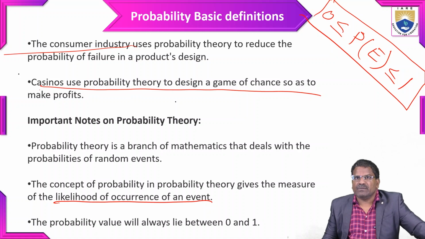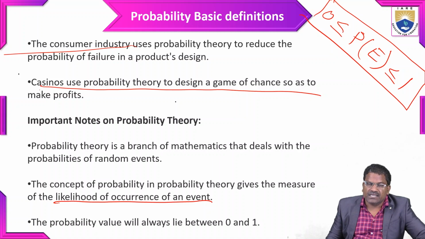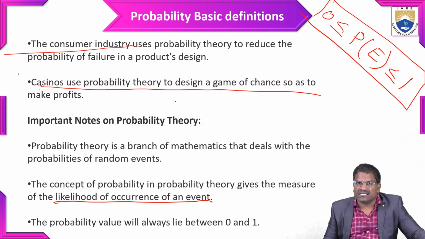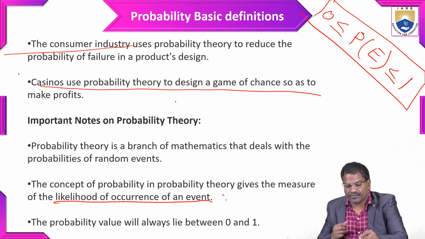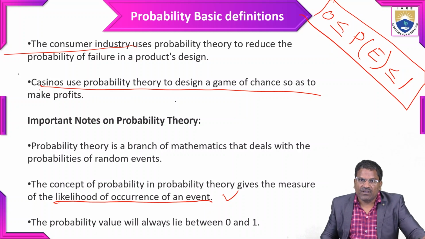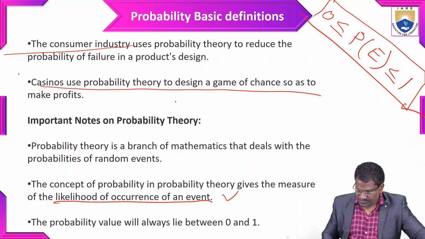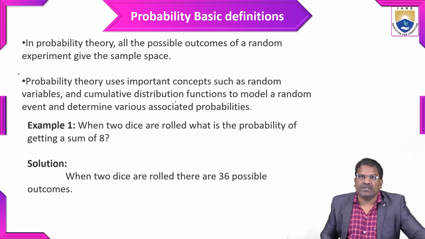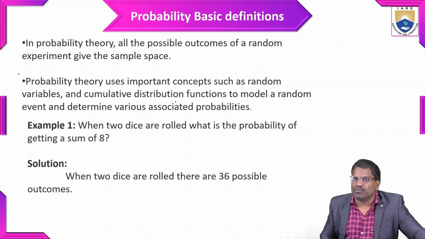Now let us see some important notes, key points of probability theory. Probability theory is a branch of mathematics that deals with the probabilities of random events. The concept of probability in probability theory gives the measure of the likelihood of occurrence of an event. The probability value will always lie between 0 and 1. That's what this probability condition is. In probability theory, all the possible outcomes of a random experiment give the sample space.